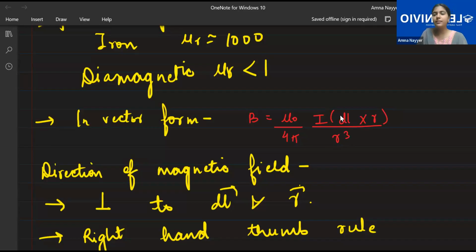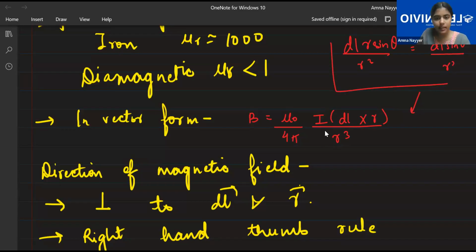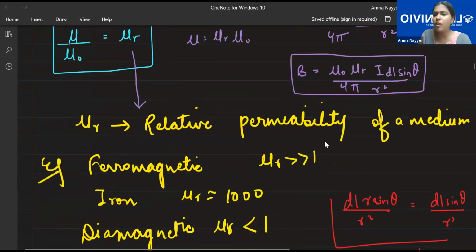Look, class, when you open this cross product, it will automatically become dl R sine theta divided by R cube. This R and R cube will be cancelled. So again, dl sine theta divided by R square only will be left. So it's the same thing over here. But in vector form, you should write it like this properly: mu naught by 4 pi I dl cross R divided by R cube. This is your basic Biot-Savart law.